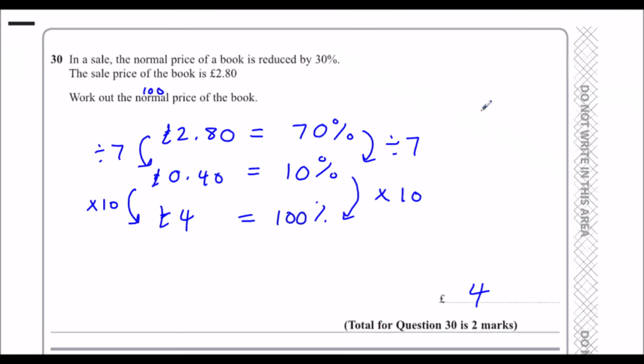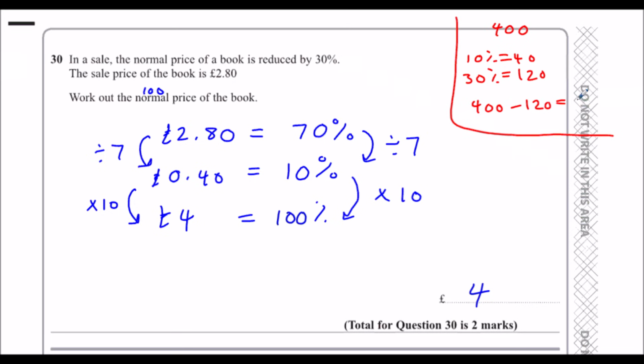And we can check this by doing it the normal way around. So if we start with £4, so 400p, and we wanted to take off 30%, we'd say 10% is 40. So 30% is 3 40s, 120. 400 take off 120 is 280. So £4 reduced by 30% is £2.80. So we know we've done it right, and our answer is £4.